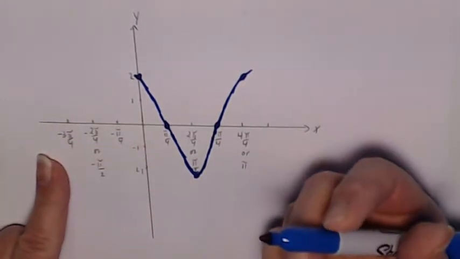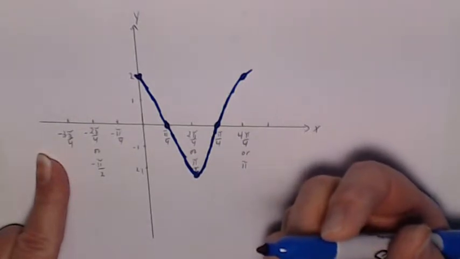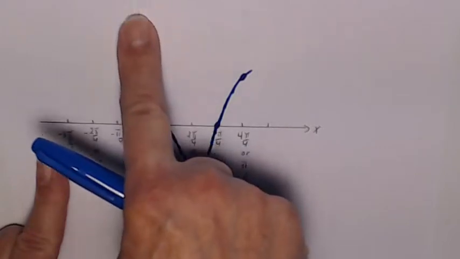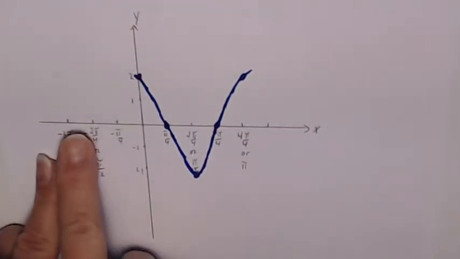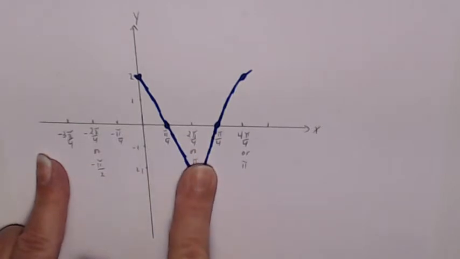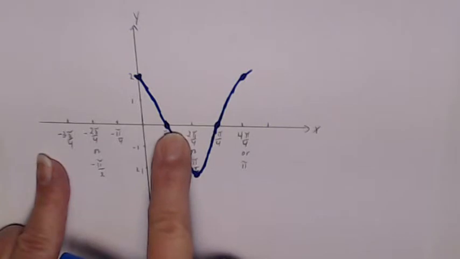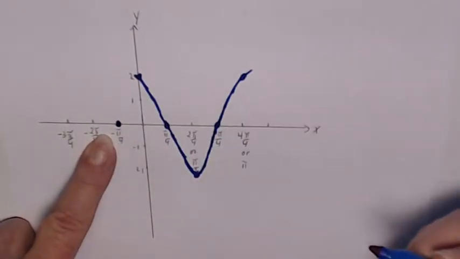And now we've spoken about symmetry before, but symmetry can be extremely helpful in graphing because this is an even function with symmetry with this y-axis. So we know what's on this side is going to be a reflection of what's on this side of the axis. So at pi over 4, we're at 0. So negative pi over 4, we're also going to be at 0.